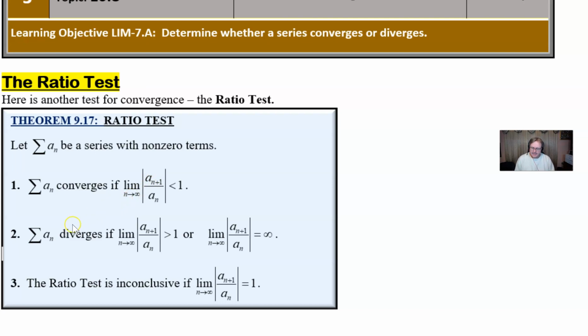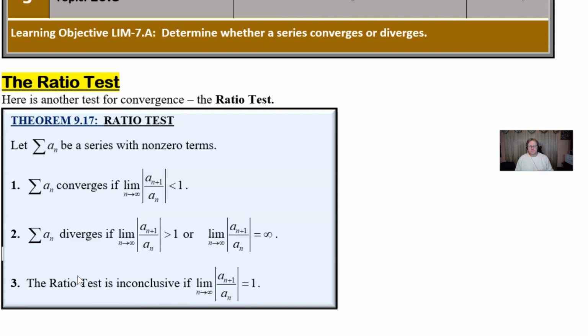If by some chance you end up with a limit that has a value greater than 1, then your summation diverges. Now, keep in mind that getting a limit that's equivalent to infinity is the same as being bigger than 1. So it seems like there's one other possibility that we haven't taken into consideration. If by some chance that limit gives you an answer of 1, it just simply means that the ratio test is inconclusive.